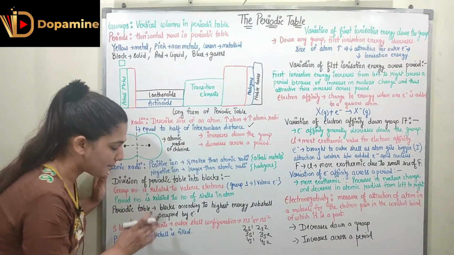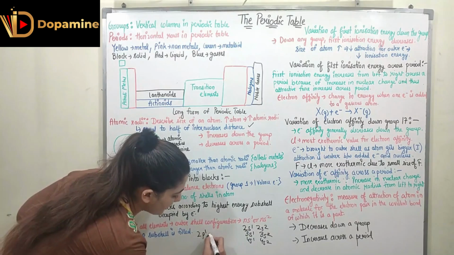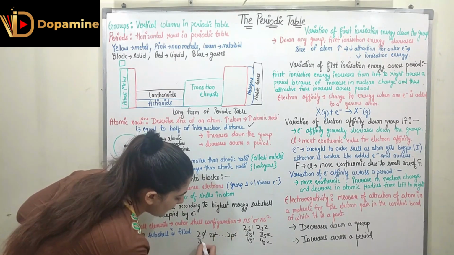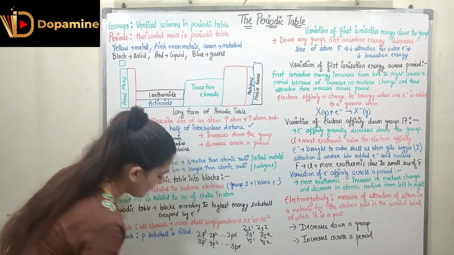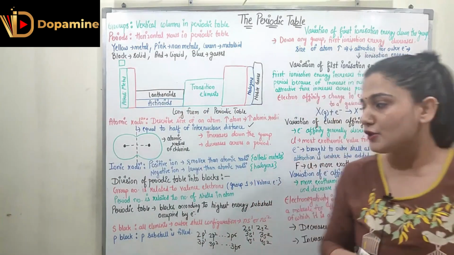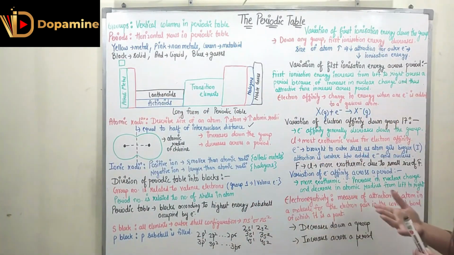In the p block, the p subshell is filled, right? So I can have 2p1, 2p2 up to 2p6, 3p1, 3p2 up to 3p6. Now then we have the d block where the d subshell is filled, right? So in this manner we can have the division of the periodic table into the form of blocks.